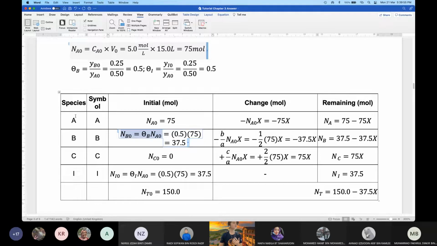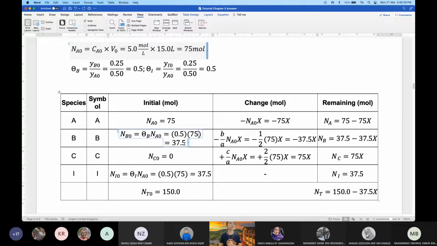So we can calculate theta B based on this mole fraction. So theta B equals to mesti B terhadap A. So YB0, initial mole fraction of B over initial mole fraction of A. So 0.25 divided by 0.5, you get 0.5, half lah kan. So theta B 0.5 multiply with your Na0 yang kita dah tahu. So you get NB0 as 37.5. Ataupun basically kata asalnya the reaction is between 75 mole of A and 37.5 mole of B.